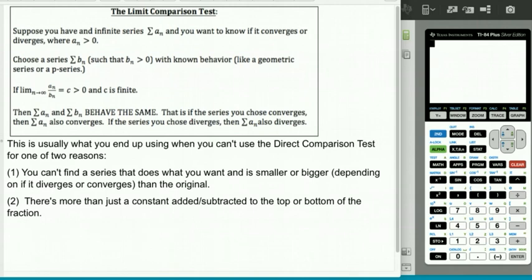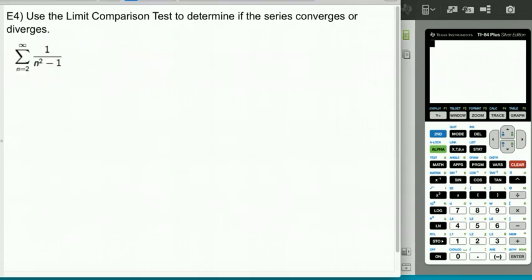So you usually end up using this when you can't use the direct comparison test for one of 2 reasons. Either you can't find a series that does what you want and is either smaller or bigger, depending on if you want convergent or divergent, etc. Or there's more than one constant added or subtracted to the top or bottom of a fraction, so it's hard for your brain to conceptualize whether the function is larger or smaller. Okay, so we're going to use the limit comparison test to determine whether this series converges or diverges. Now, I don't actually have to use the limit comparison test.